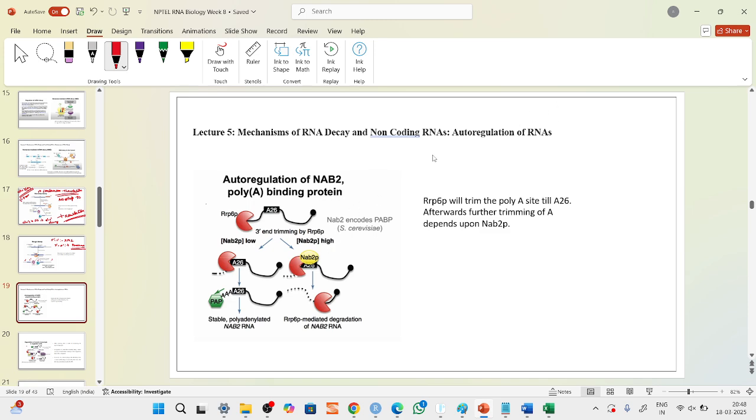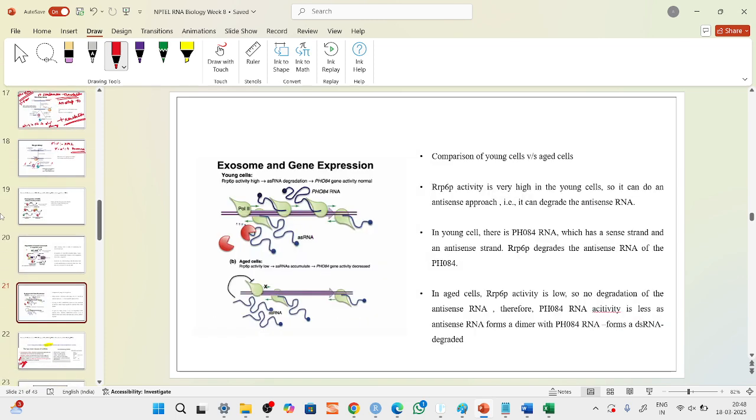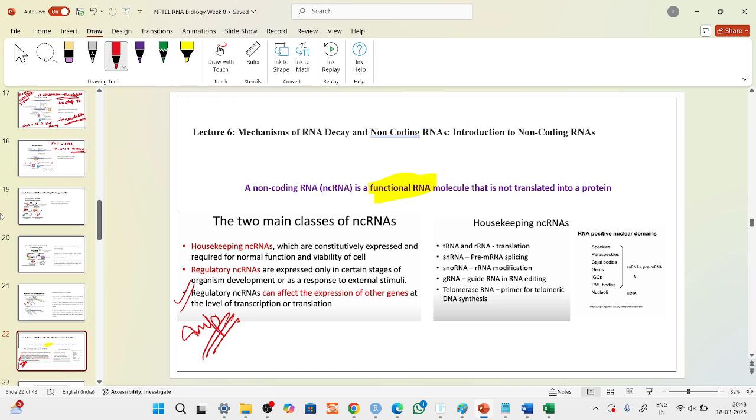Then we have studied various examples of autoregulation of RNAs, such as autoregulation of NAB2, that is the poly A binding protein, degradation of meiotic transcripts in vegetative cells, exosomes and gene regulation, and all these things. Then we were studying about the non-coding RNA. Non-coding RNAs are functional RNA molecules, but they are not translated into any protein.